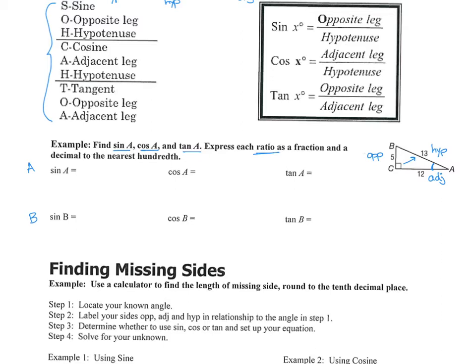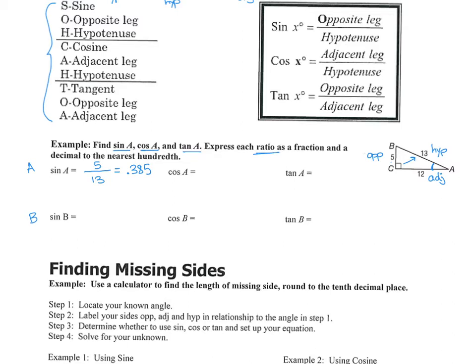So sine is opposite over hypotenuse. So let's go find my opposite side of A. That's the 5. I'm going to write the 5. And my hypotenuse is the 13. So sine is opposite over hypotenuse, or in this case, 5 over 13. On your calculator, divide 5 by 13, and you'll find that's equal to 0.385.